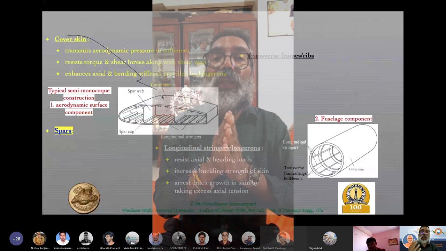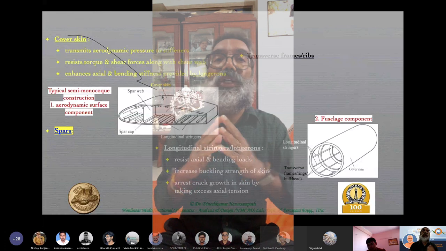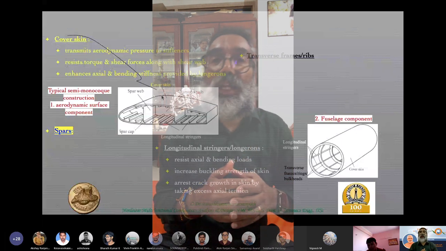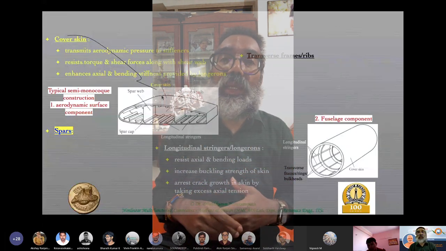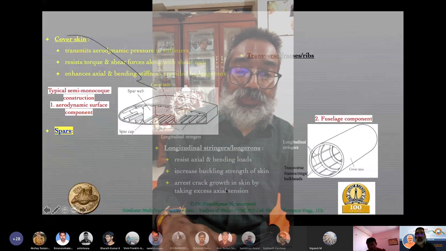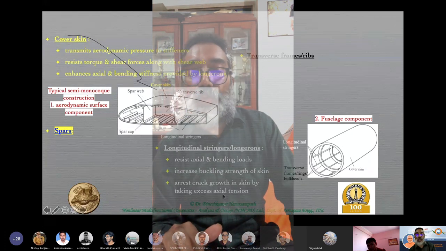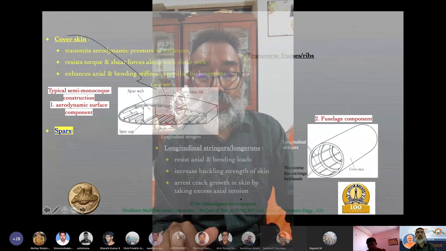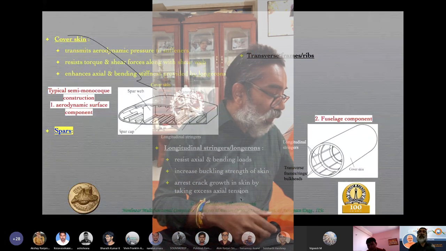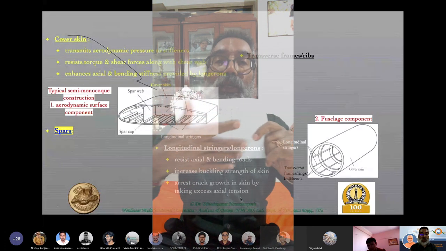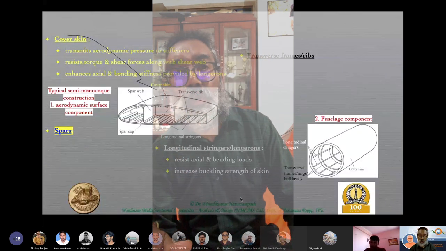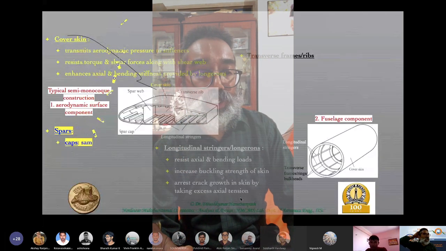So in that sense, the crack might be within manageable limits before the aircraft lands, for example. So you can then do a composite patch repair or whatever to ensure that it's taken care of, or replace a particular panel entirely if the crack is fairly large. So this is the third function, where you are able to arrest the crack growth in the skin by taking the excess axial tension. So whatever tension is there on the skin, that excess tension is taken away by these stringers. So these are the three major functions of the stringer or the longeron.